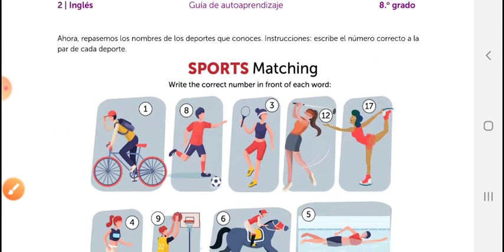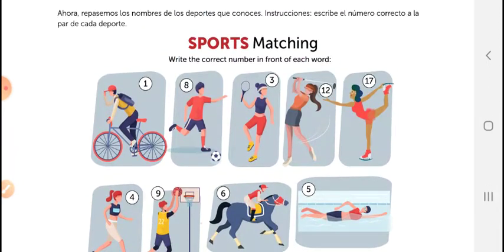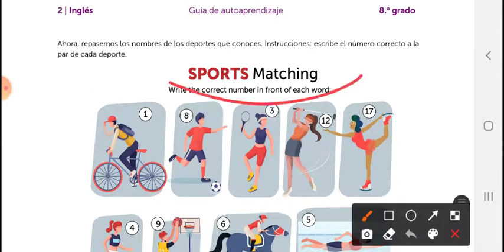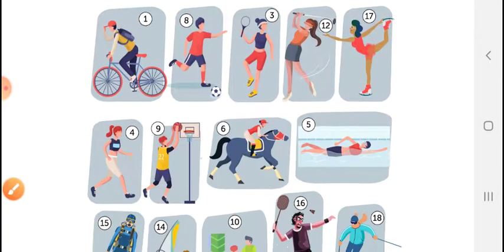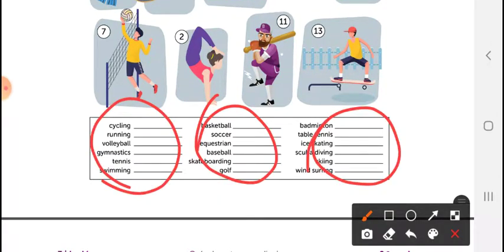In the presentation part here, we have more vocabulary related to sports, okay? Relacionado con sports. Vamos a hacer una activity de matching, que es unir los números, los numbers que están aquí, con su correct name, con el nombre correcto, que lo encontramos aquí, okay?